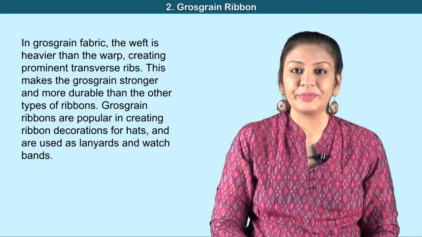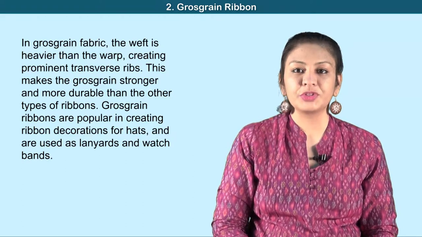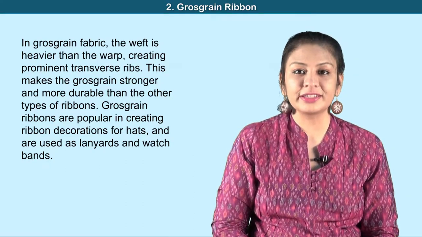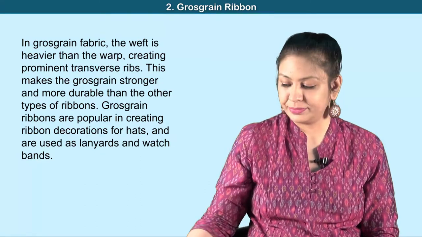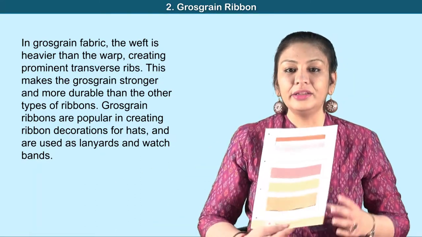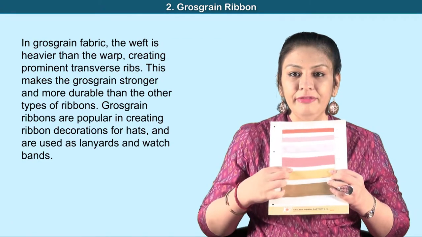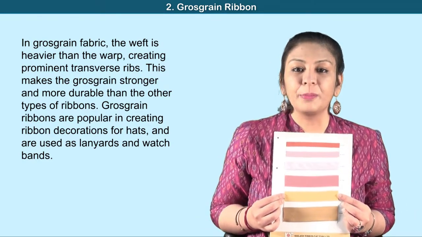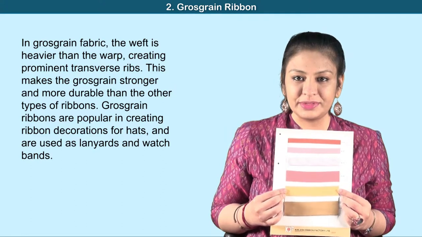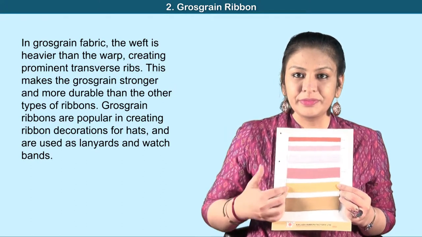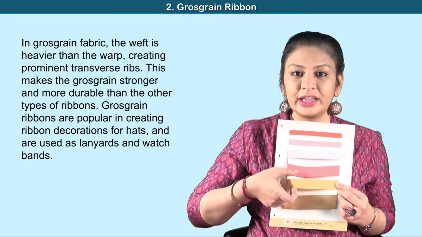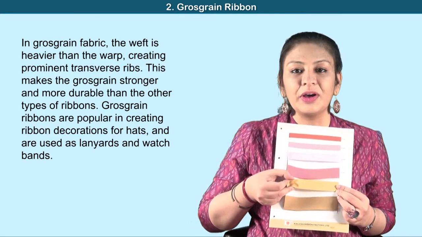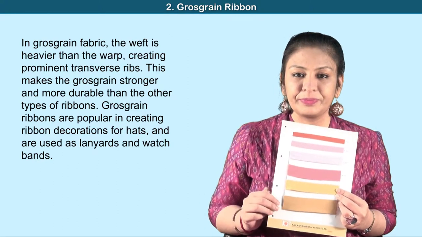While in India, satin ribbons are the most common type of ribbon, in the West, gross grain ribbon takes its place. In gross grain fabric, the weft is heavier than the warp, creating prominent transverse ribs. As a ribbon, this makes the gross grain stronger and more durable than all other types of ribbons.